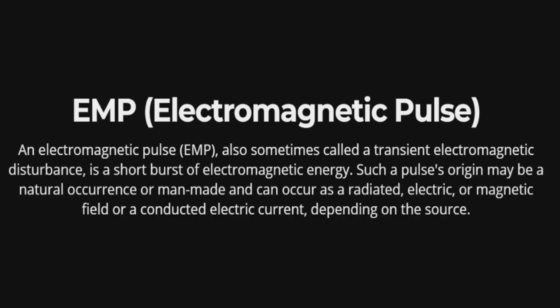EMP, Electromagnetic Pulse. An electromagnetic pulse, EMP, also sometimes called a transient electromagnetic disturbance, is a short burst of electromagnetic energy. Such a pulse's origin may be a natural occurrence or man-made and can occur as a radiated, electric, or magnetic field or a conducted electric current, depending on the source.